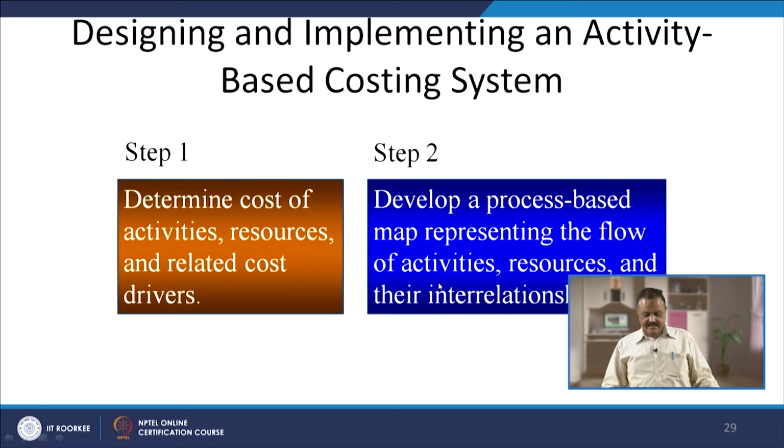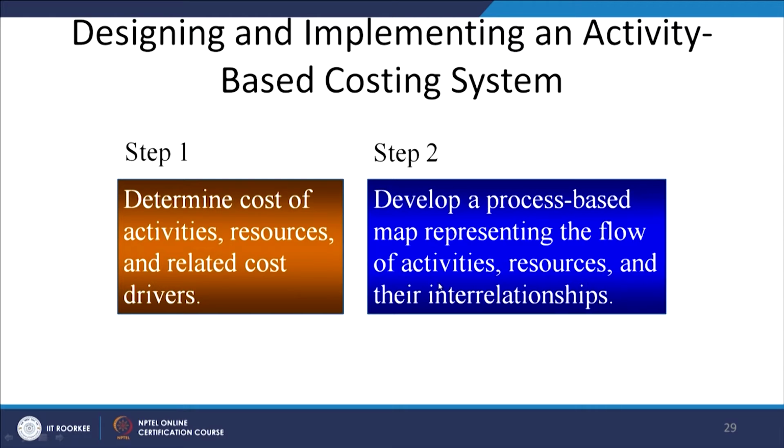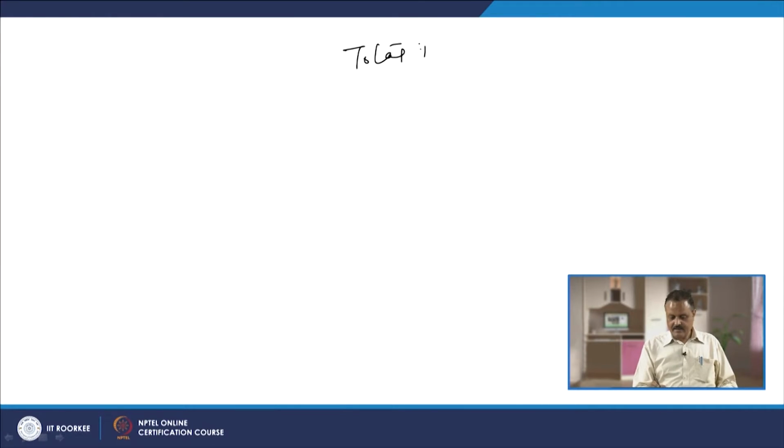Second step is develop a process based map representing the flow of activities, resources and their interrelationship. Develop a map. So we develop a kind of a map. We show here different types of the map; the idea is that we put here the total indirect expense. Total indirect expense we put on the top, right, and then we put here that amount, which may be rupees 10 lakhs, right.